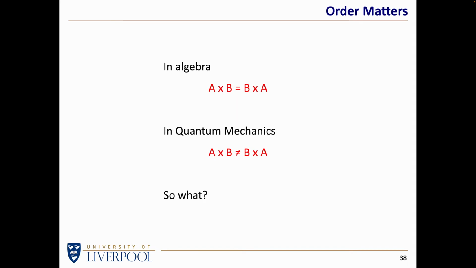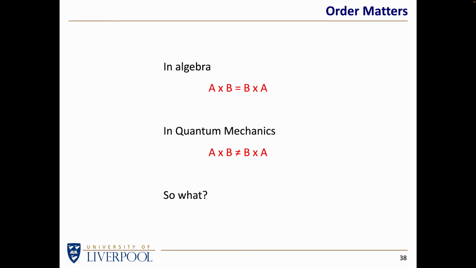So firstly, order matters. What I mean is, in algebra, A times B is the same as B times A. 2 times 3 is the same as 3 times 2. The answer is 6. It doesn't matter which way round you do the multiplication. But in quantum mechanics, the order in which you do things does matter. So something that's represented by A times B is not the same as something that's represented by B times A. Now, who cares? Okay, so the order matters.